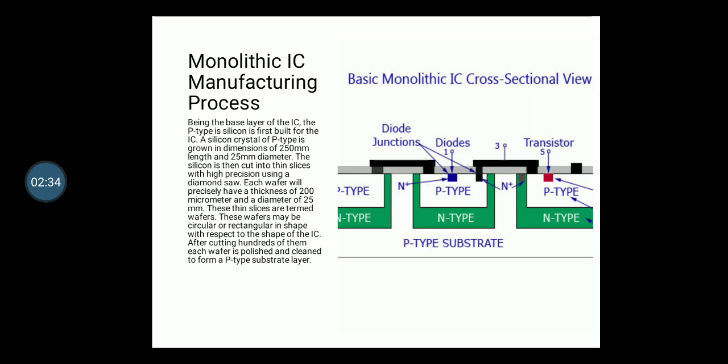A single crystal of p-type silicon is grown in a dimension of 250 mm length and 25 mm diameter. The silicon is then cut into thin slices with high precision using a diamond saw. Each wafer will have a thickness of 200 micrometer and a diameter of 25 mm. These thin slices are termed wafers. These wafers may be circular or rectangular in shape with respect to the shape of the IC. After cutting hundreds of them, each wafer is polished and cleaned to form a p-type substrate layer.